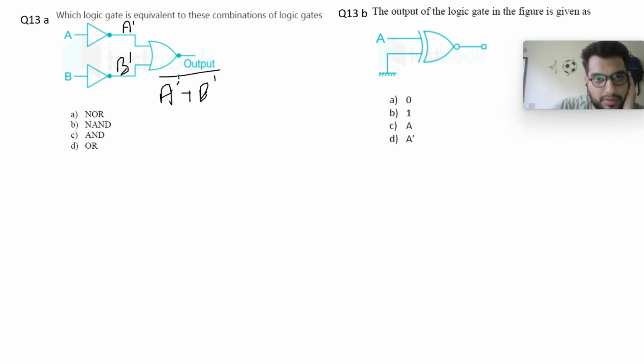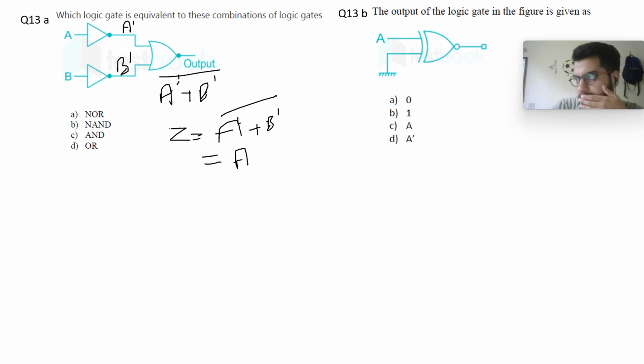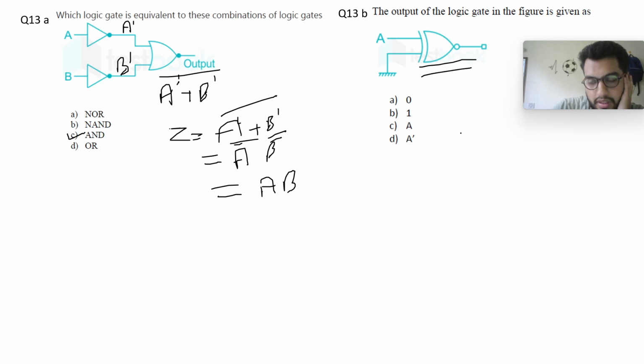So this is A bar, this is B bar, and then Z is equal to A bar plus B bar whole bar, which is equal to A bar B bar whole bar. So this is equal to AB, that is an AND gate. And then this other gate is an XNOR gate with one input as A and the other grounded. Grounded means 0. So we have A with the other input as ground.